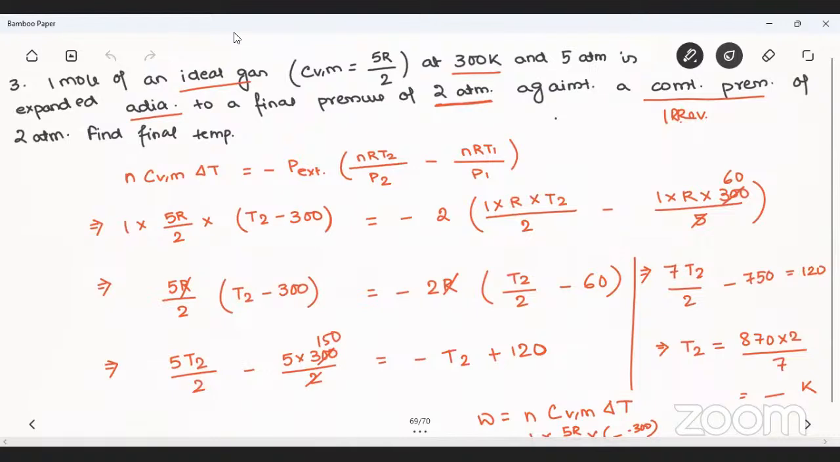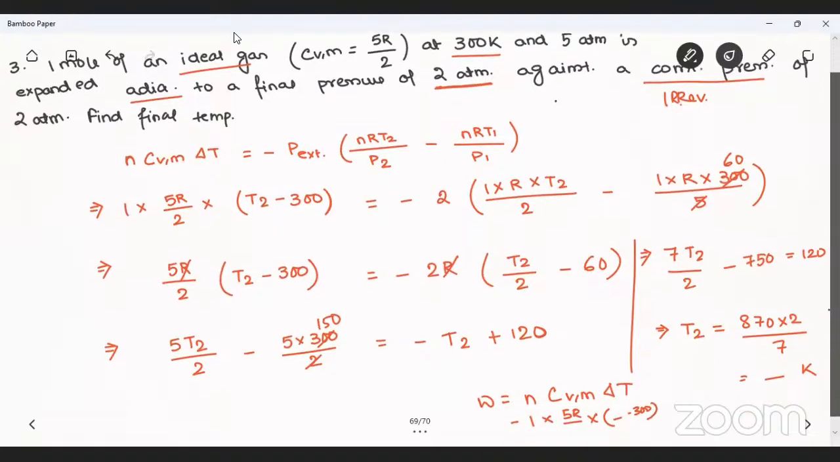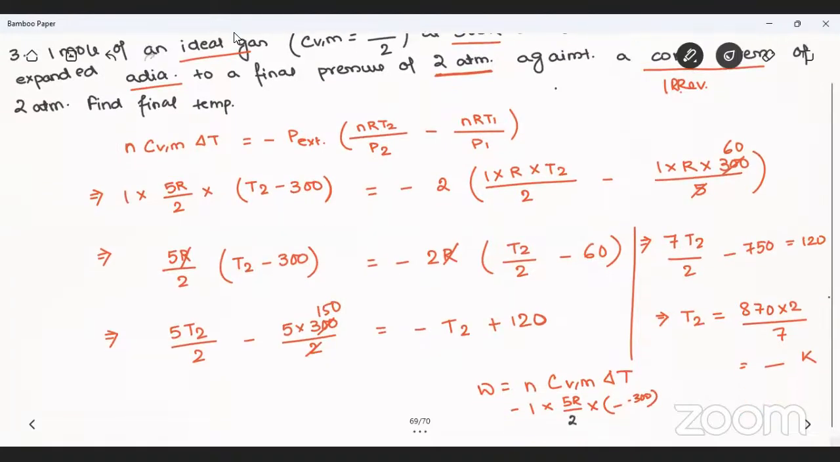5R/2, okay. There is no space to write, so I couldn't write it there. Once this final temperature is calculated, suppose this is X. Work is nCvΔT. What is n? n is 1, it is given as 1. Cv is 5R/2, and ΔT is X, whatever you get here, minus 300. That is how you calculate the work done for an irreversible adiabatic process.